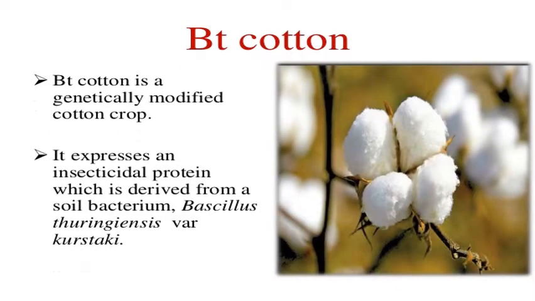Then next comes Bt cotton. This is a commercially available genetically modified crop, which is available in India also. Bt cotton expresses an insecticidal protein derived from a soil bacterium, Bacillus thuringiensis var. kurstaki. So from this strain of bacteria, a gene has been inserted in the cotton plant, which is known as Bt cotton.